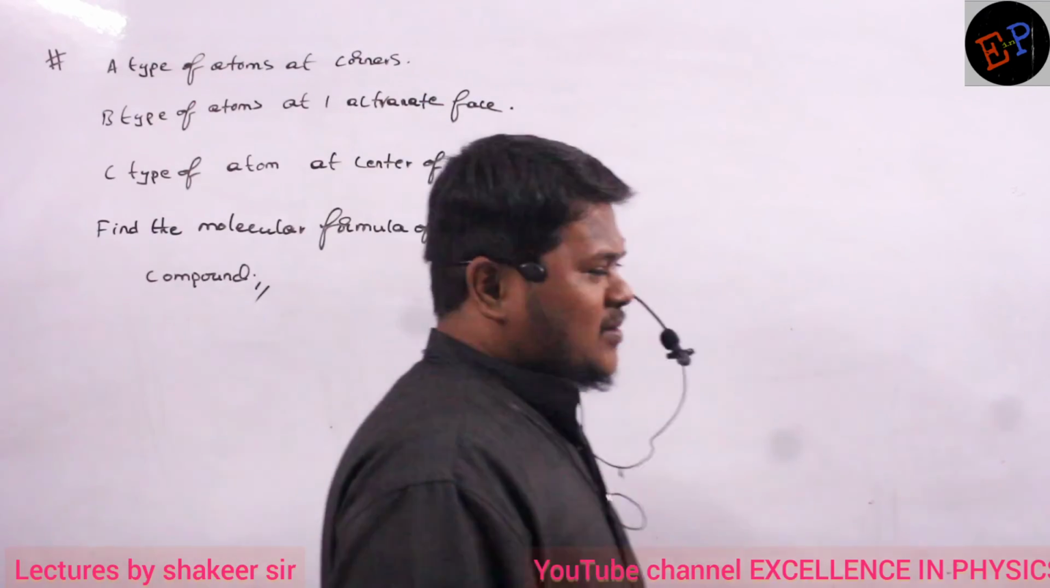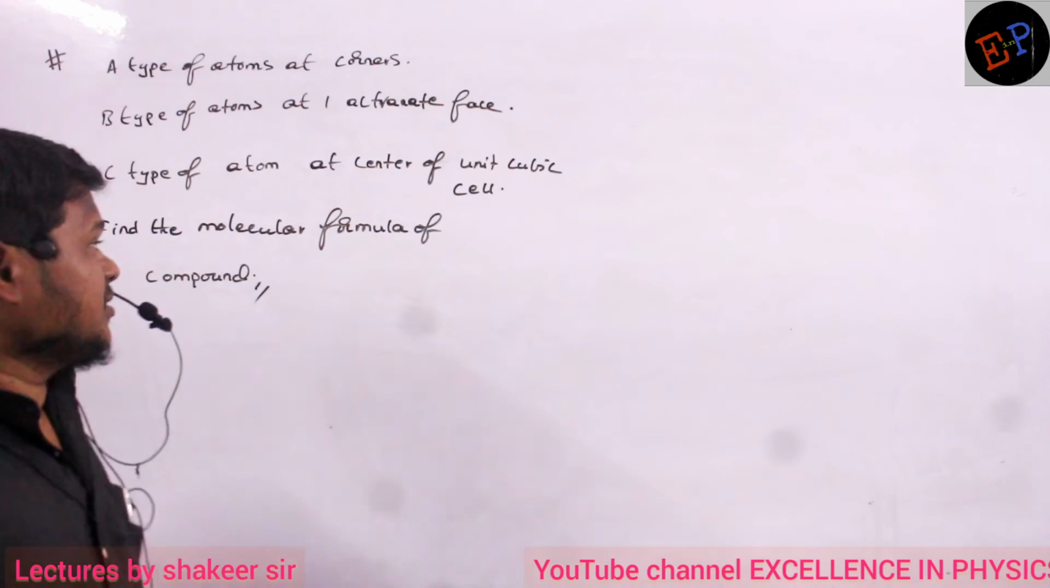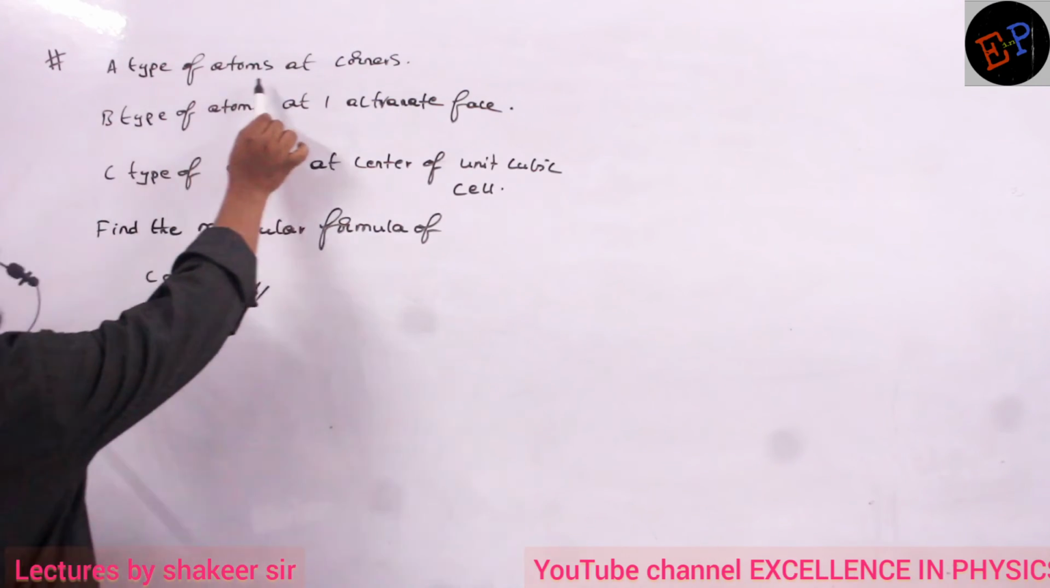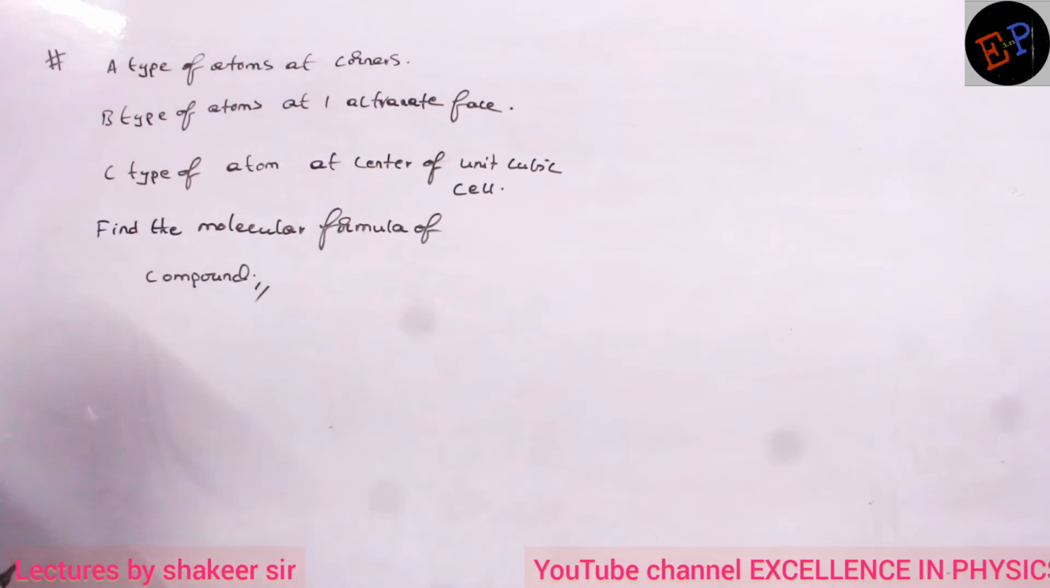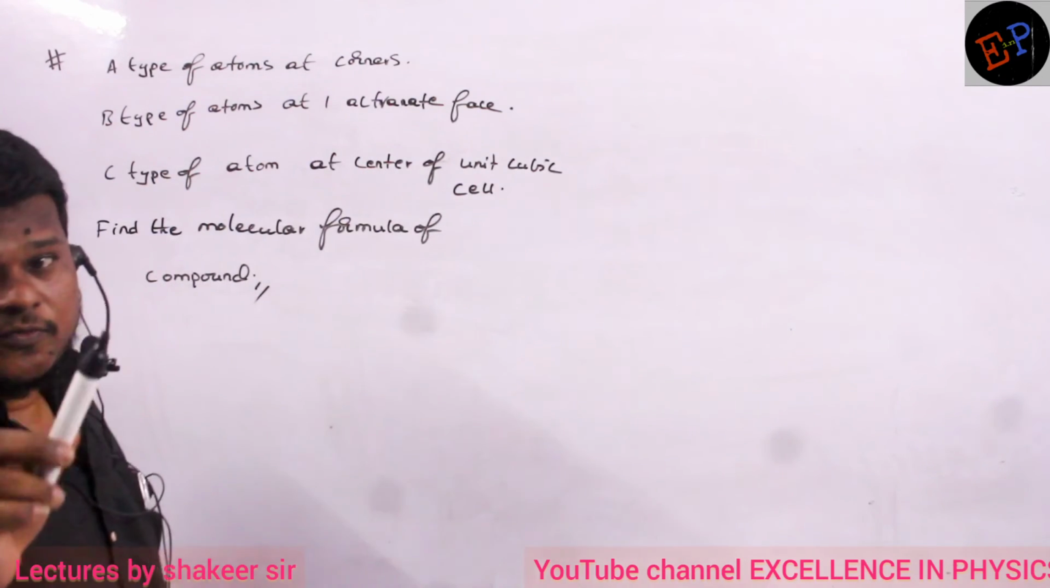Here is one more question to find out the molecular formula of a compound. So listen carefully. A type of atoms are present at corners. B type of atoms are present at one alternate face.